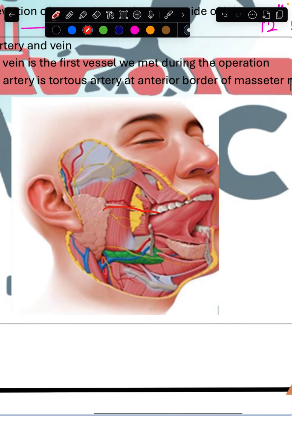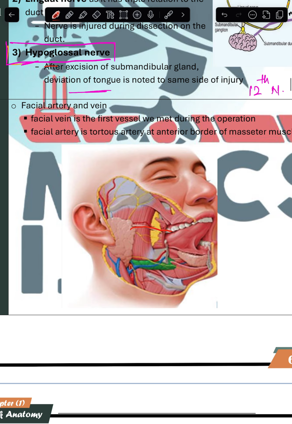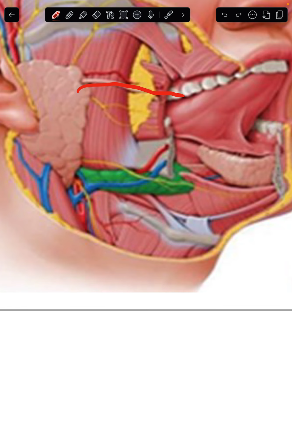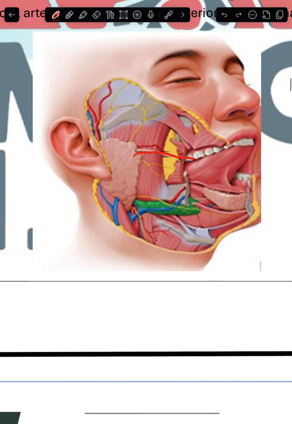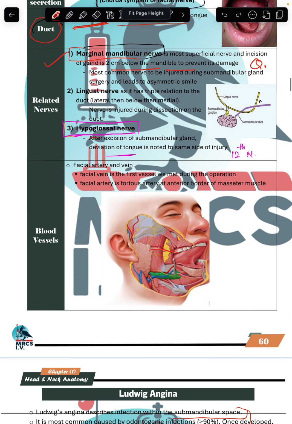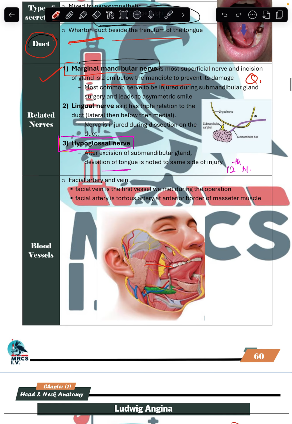If you see, this is the submandibular gland and this is the marginal mandibular nerve. So we have to remember this. The vein is passing from above and the artery is going from below. You can see the submandibular gland in green color, the vein is from above, the artery is from deeper. And many nerves are passing very close. Marginal mandibular, lingual, hypoglossal, these are the nerves which are crossing.